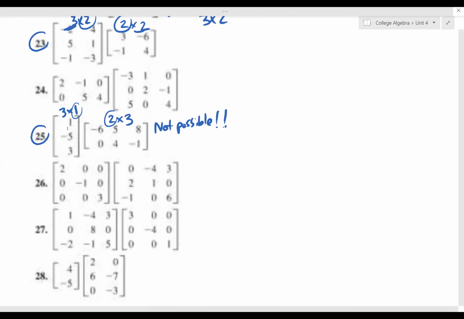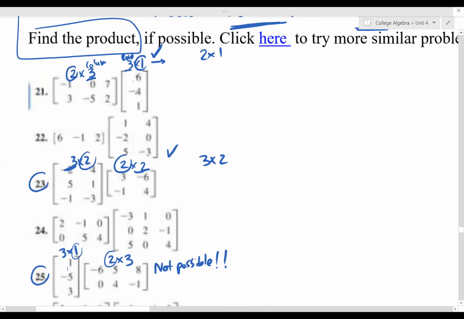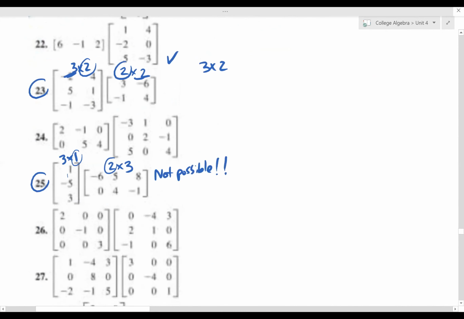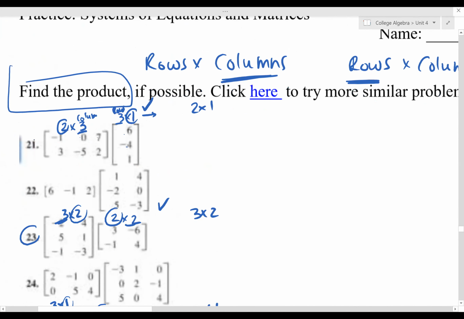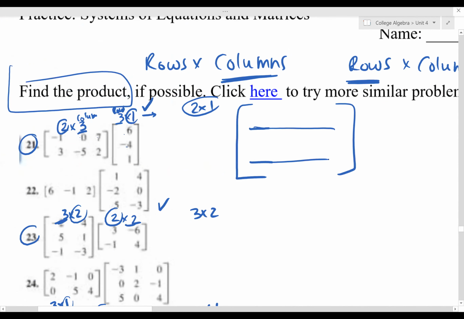So now that we've seen some examples and seen how we can figure out if the product is possible or not, let's go ahead and actually show how to do the product. And I'll show this with this first one here. So on 21, we have a 2 by 3 and a 3 by 1. So we know that the answer is going to be a 2 row by 1 column. So that's really important because you could set up the answer with 2 rows and 1 column. So you already know how to fill it in. You might need more space to show the work, but that's the idea there. It's just one position here.